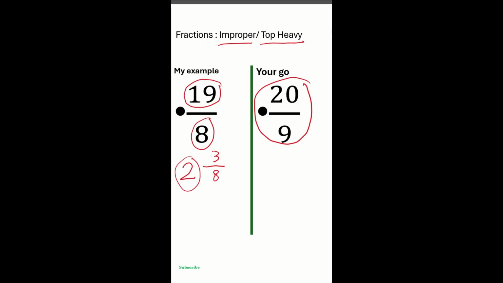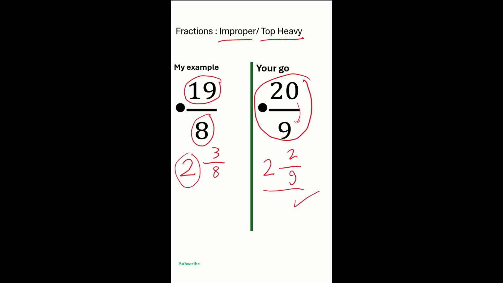So I look at the numerator, it's bigger than the denominator, 20 bigger than 9. And I ask myself, how many 9s are there in 20? Oh, okay, there's 2 9s. So I put 2 here. 2 times 9 is 18. 20 take away 18 is 2. So it's 2 and 2 over 9. And that is my answer as a mixed number from the top heavy fraction.